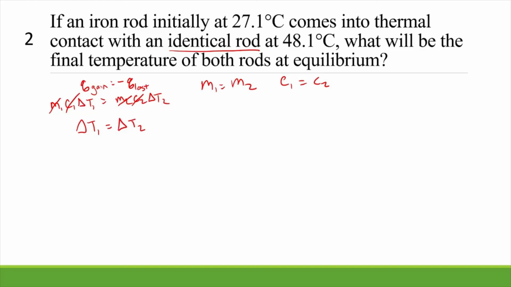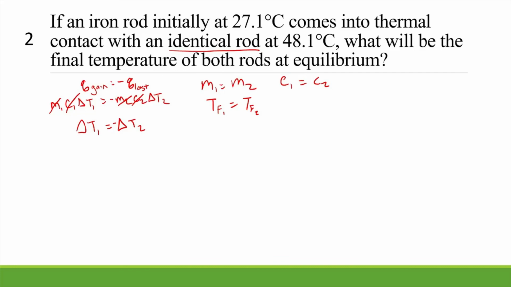Or negative delta T2, sorry. And we also know that T final for 1 is going to be equal to T final for 2. So we're just going to go ahead and call it T final without a number, just TF.